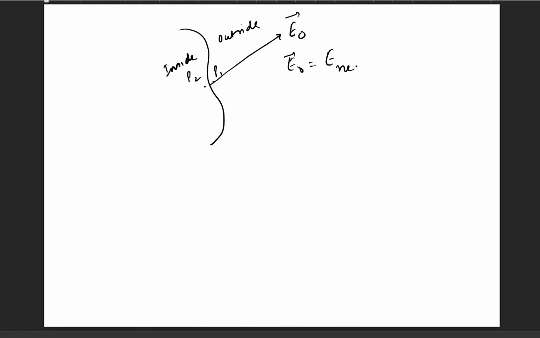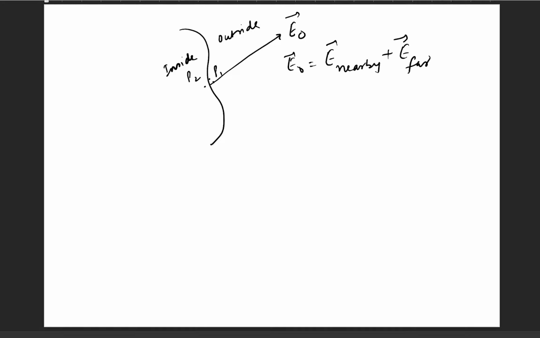So let us say this is the surface of the conductor, and I am very close to the surface. This is point P1 and this is point P2, and this is the conductor surface. This is inside, this is outside. Now outside we have calculated the total field. Let us say this is E naught, the total resultant field. Now I am breaking this outside total field into two parts: E due to the nearby charges and E due to the faraway charges.